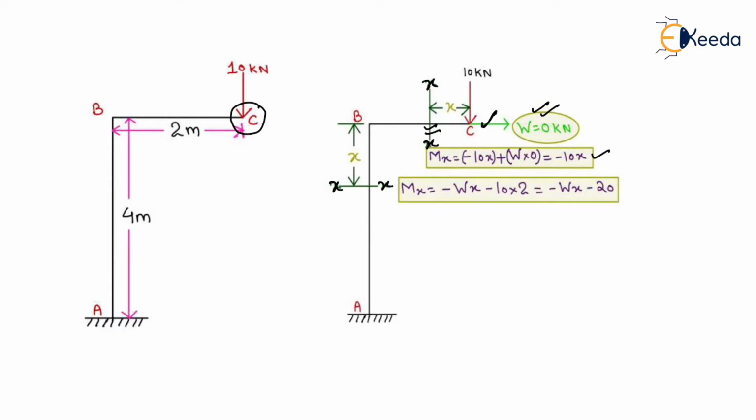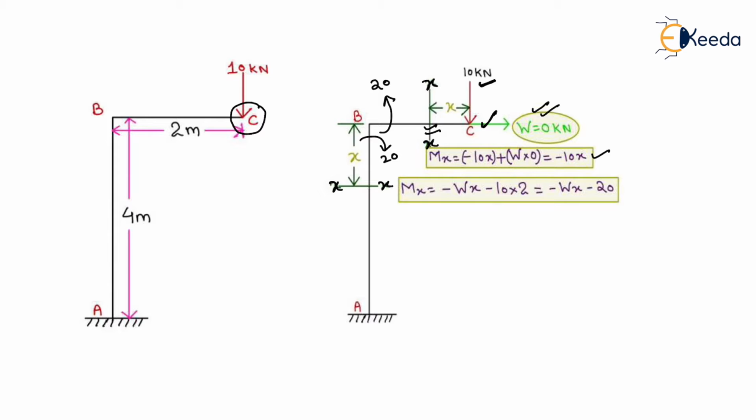Now at the span AB we will have the moment equal to minus 20 minus Wx. Minus 20 is because of this point load. Due to this point load, there will be a moment acting like this of magnitude 20 kilonewton meter. Now, because of the joint equilibrium of B, we will have a moment like this in the span AB whose magnitude is 20 kilonewton meter.